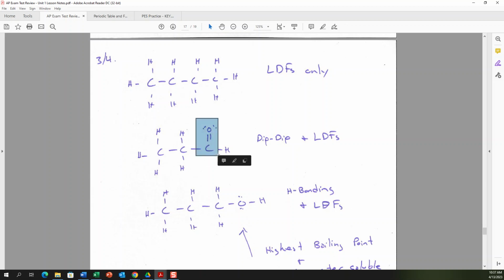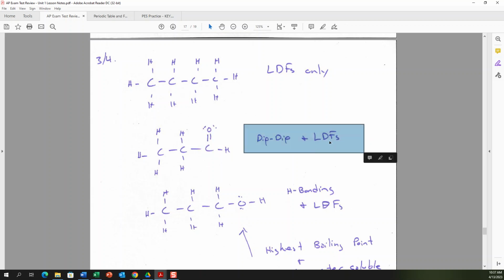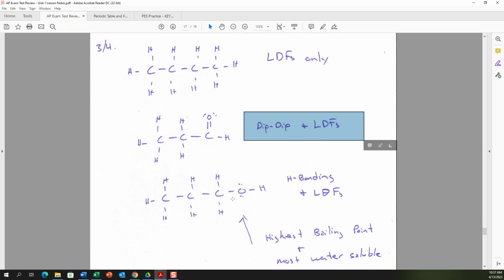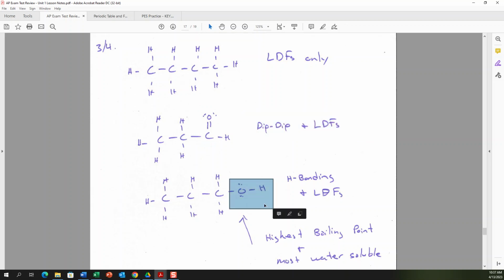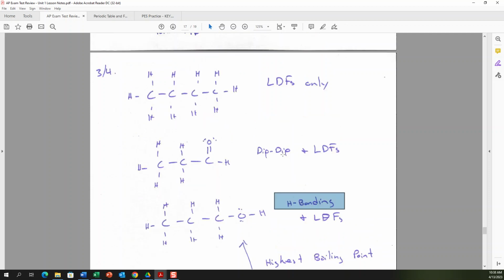This one is polar. When you have an organic compound with a functional group, you're polar. But since it doesn't have an F-O-N bond, it has dipole-dipole interactions. And remember, everything has London dispersion. And then the alcohol is polar, but it has an F-O-N bond, so it has hydrogen bonding and London dispersion. Normally we just focus on the strongest IMF it has, but sometimes you have to list them all.